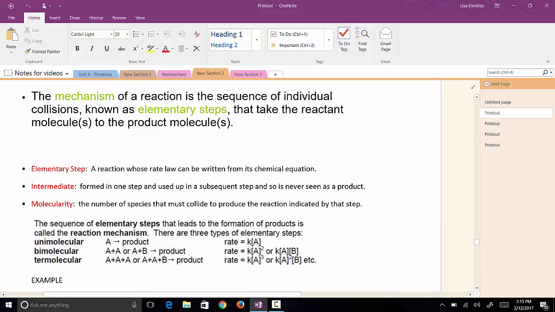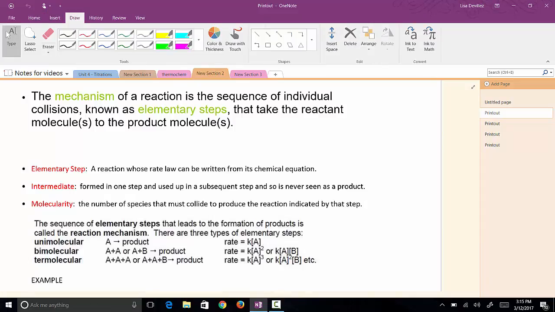And because of that, because an elementary step is not a summary, we can use the equation of the elementary step to write its rate law. Okay? It's because the elementary step is not a summary, it represents an actual collision or set of collisions. And so that's why we can use our elementary steps to write the rate law for that step.